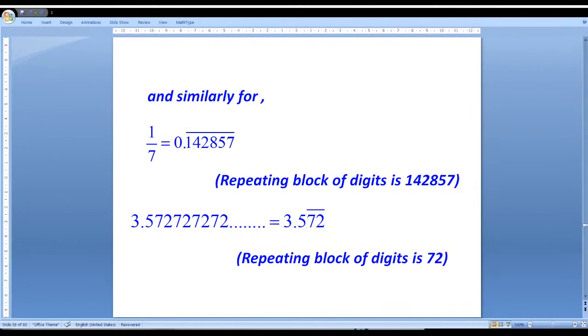And similarly, we discuss 3.572727272727 and so on. So the repeating block of digits is 72. So 3.572 with a bar, the bar sign on 72.